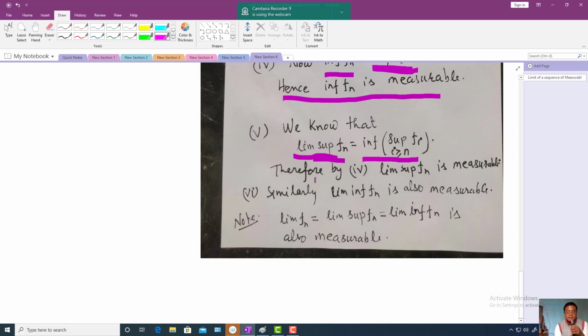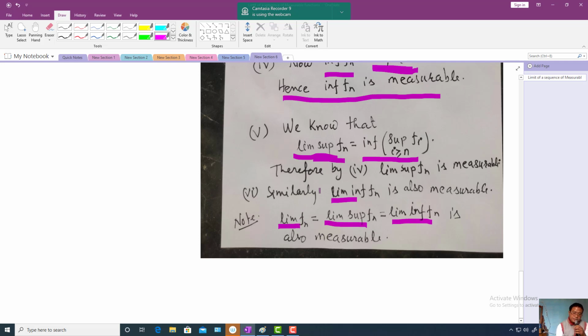Okay, it is very straightforward. So similarly, limit infimum fn, by the same thing. Okay, limit infimum fn is also measurable. Okay, it is very straightforward. So it is measurable. Note, if the sequence has a limit, then in that situation limit supremum fn is equal to limit infimum fn. The same value, the common value, we call it limit fn, and this function is also measurable.